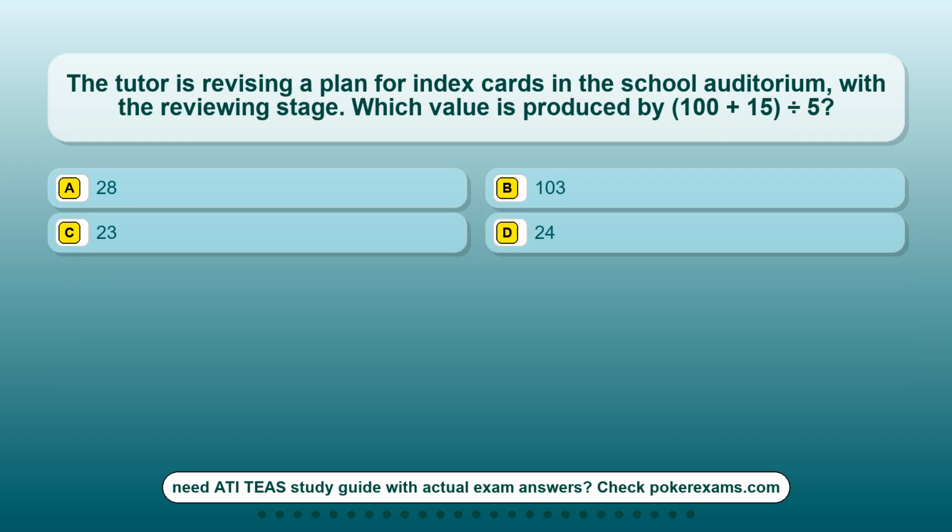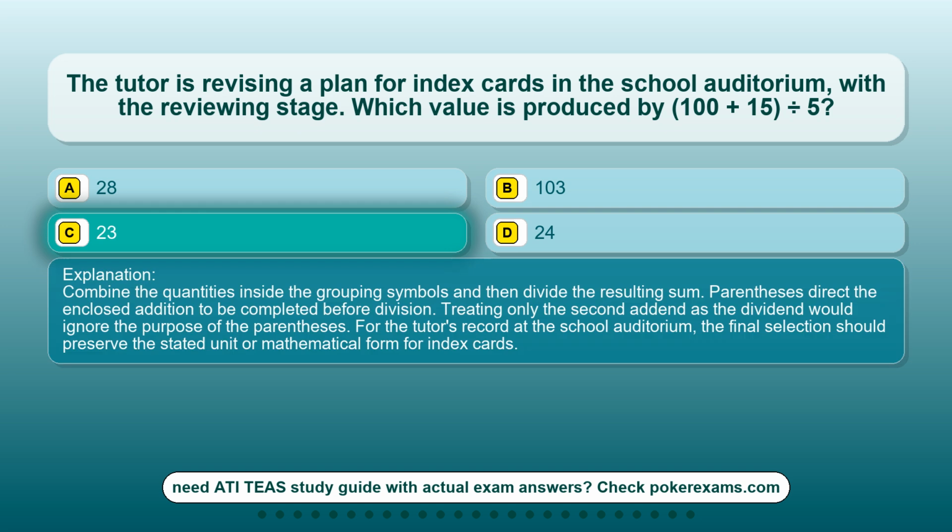The tutor is revising a plan for index cards in the school auditorium, with the reviewing stage. Which value is produced by 100 plus 15 divided by 5? Option A, 28. Option B, 103. Option C, 23. Option D, 24. The correct answer is option C, 23.